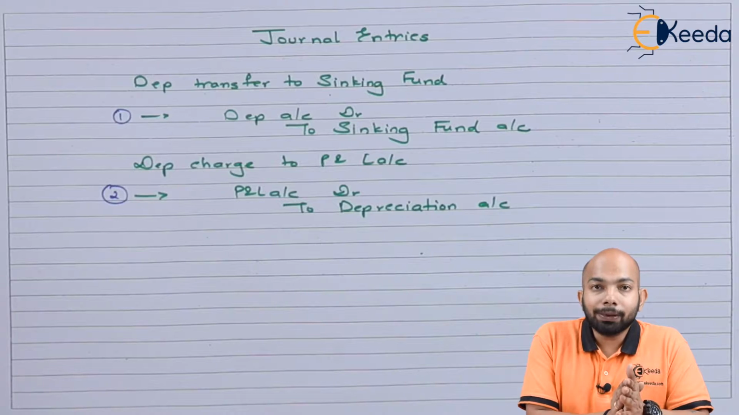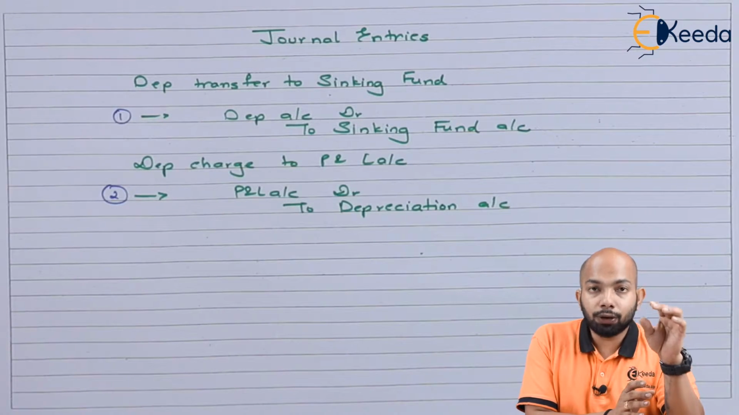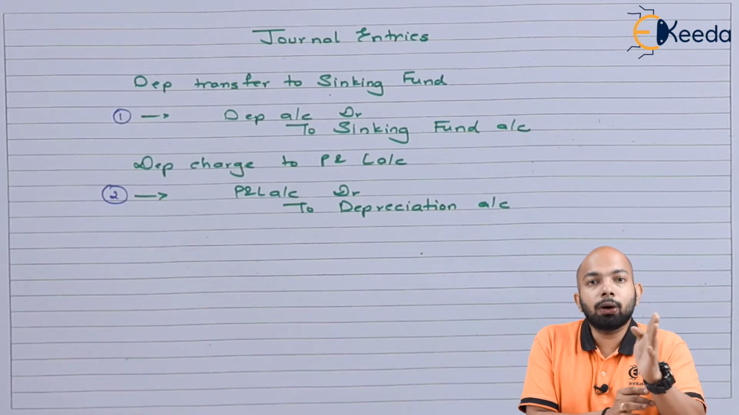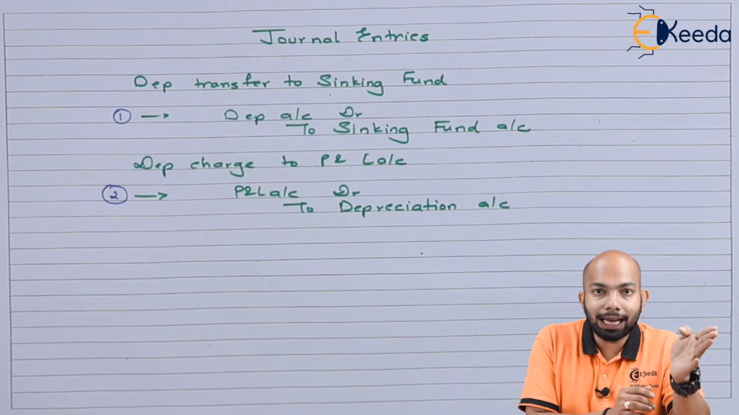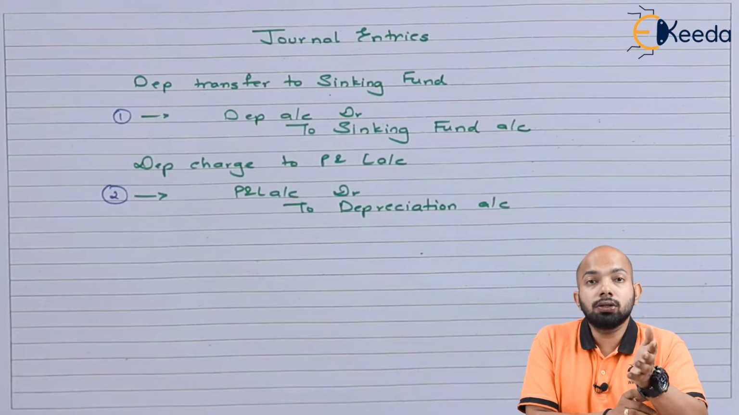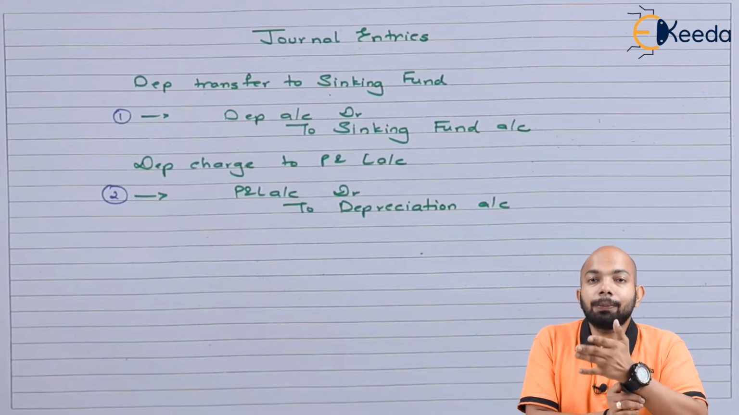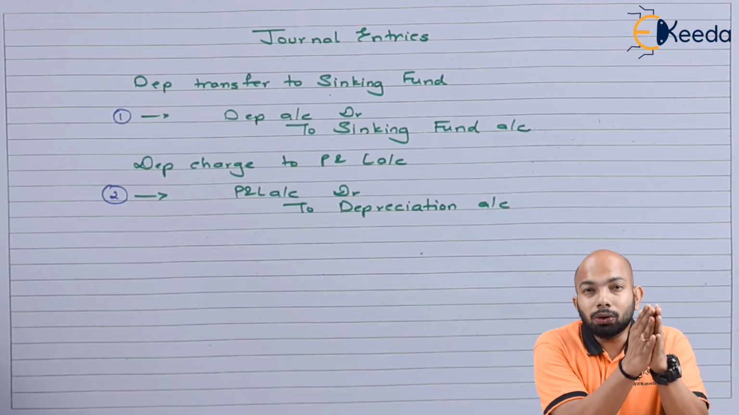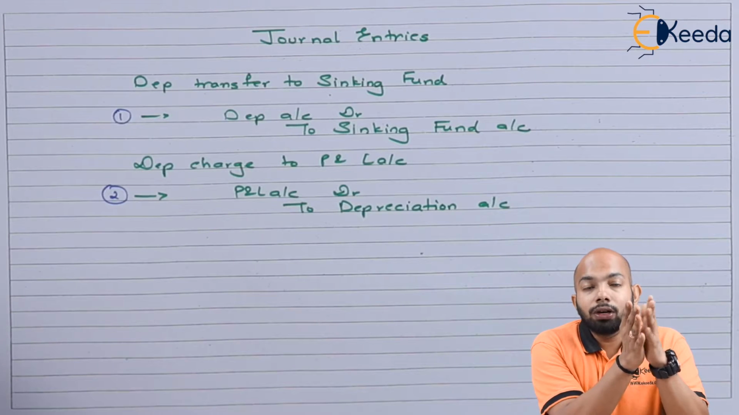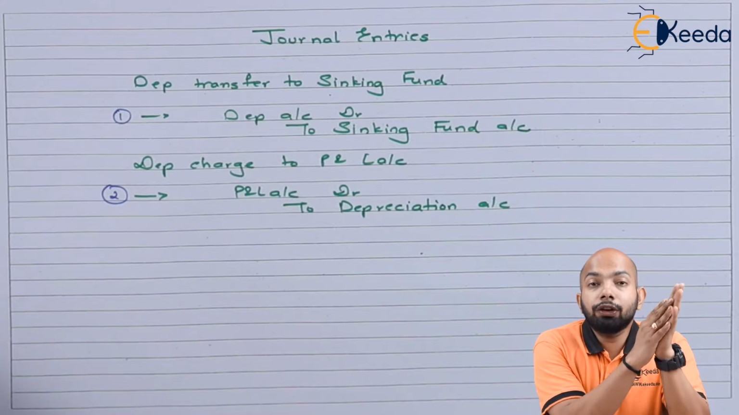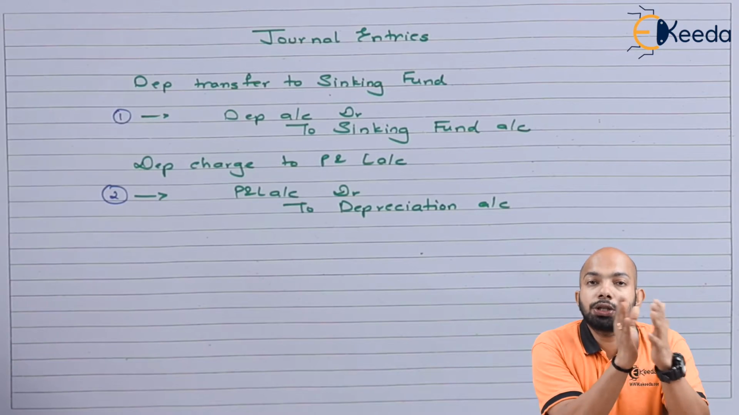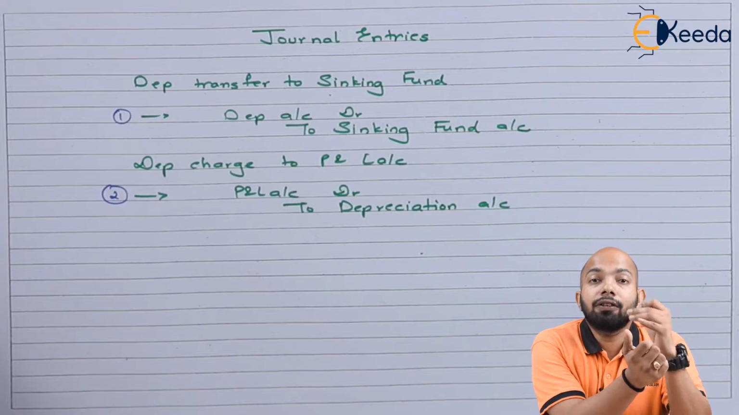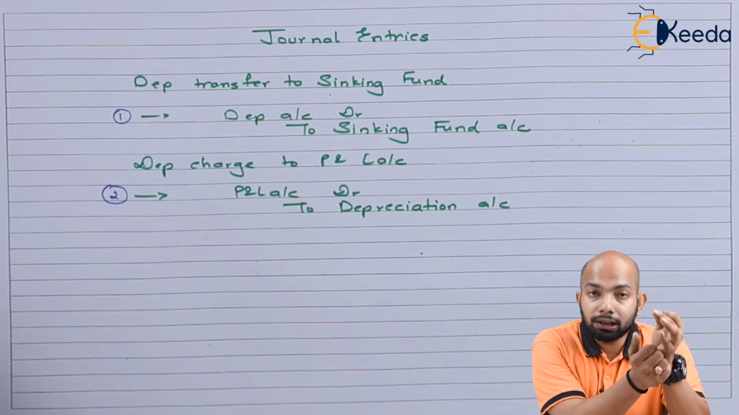Now the second entry: this depreciation for that specific first year has been moved to sinking fund. Simultaneously, that amount has been charged to profit and loss account as well because it is an expense for us. So profit and loss account will be debited and depreciation account will be credited here. Earlier we used to charge it to the asset account, but instead of charging it to the asset account, we have moved that same depreciation to sinking fund account. So hence, instead of depreciation to asset, we have mentioned it as depreciation to sinking fund in the first entry.